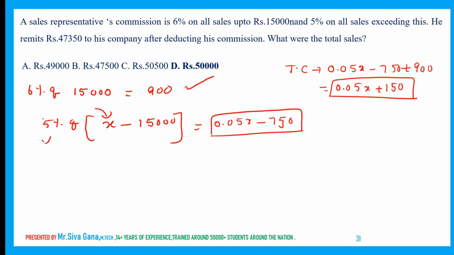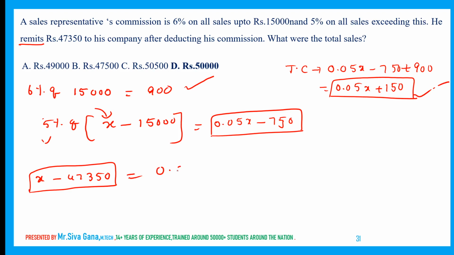That's okay. He remits is simply payback. Remits means payback. He pays back 47,350 to his company after deducting his commission, right? Okay, so total sales are X. He has returned 47,350. So this is nothing but the commission he got. Total sales minus remit. Total sales is X, but he does not pay back X. He pays back 47,350. So X minus 47,350 will give the commission. This is the total commission.